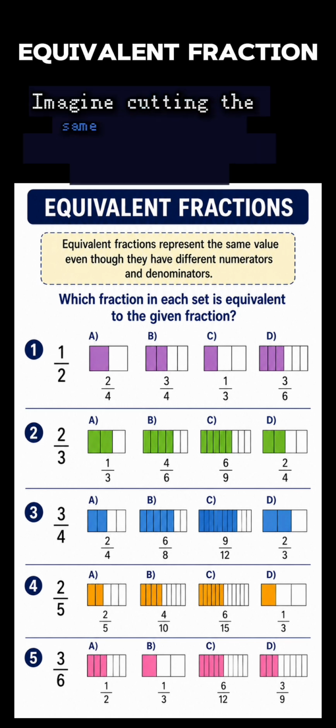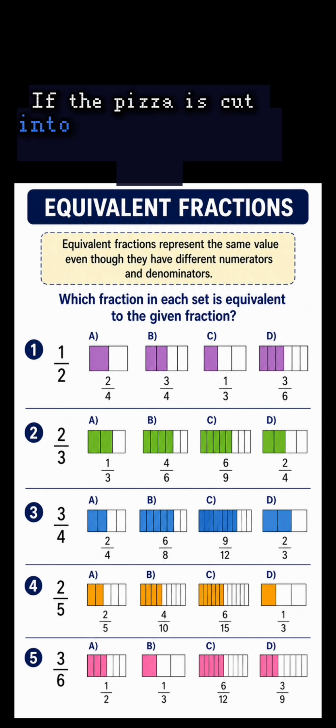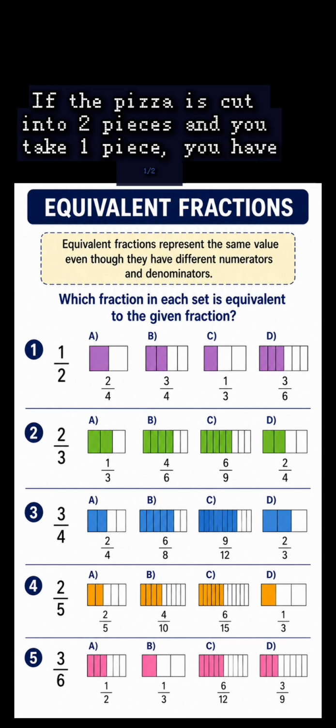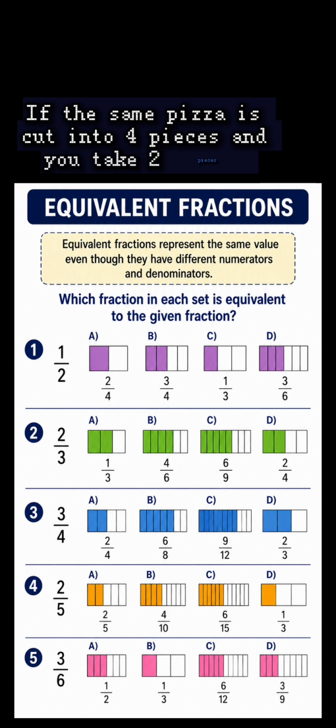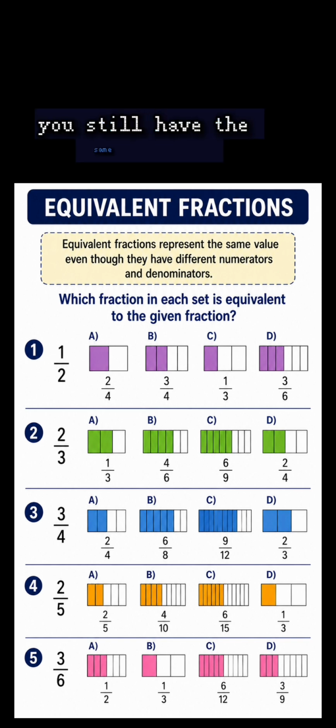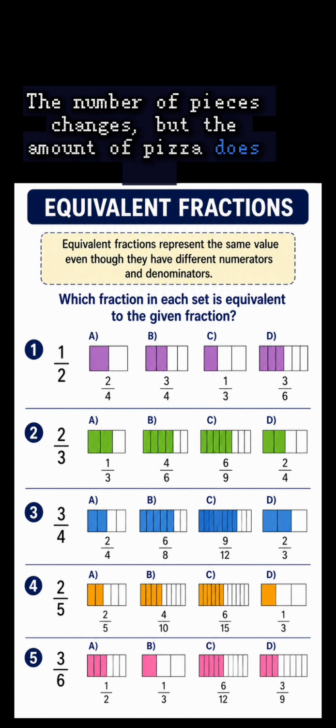Imagine cutting the same pizza into different numbers of equal pieces. If the pizza is cut into 2 pieces and you take 1 piece, you have 1/2. If the same pizza is cut into 4 pieces and you take 2 pieces, you still have the same amount. The number of pieces changes, but the amount of pizza does not.